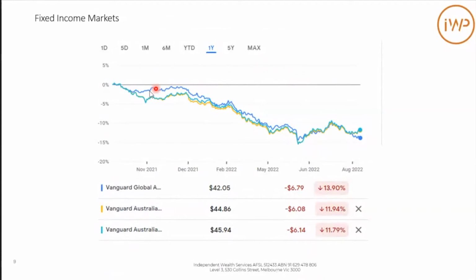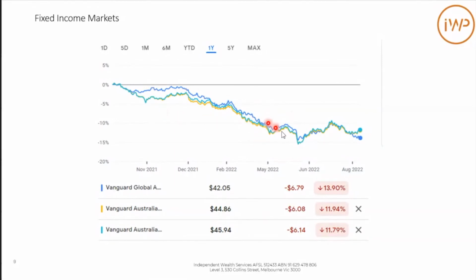And again, we ran through this last time, so I won't spend too much time there. Essentially what you're looking at here is global bonds, which includes US treasuries, 10-year Aussie government bonds, US government bonds, etc. And we've seen pretty large negative returns for bonds. So this is almost a bear market in bonds as interest rates rose.